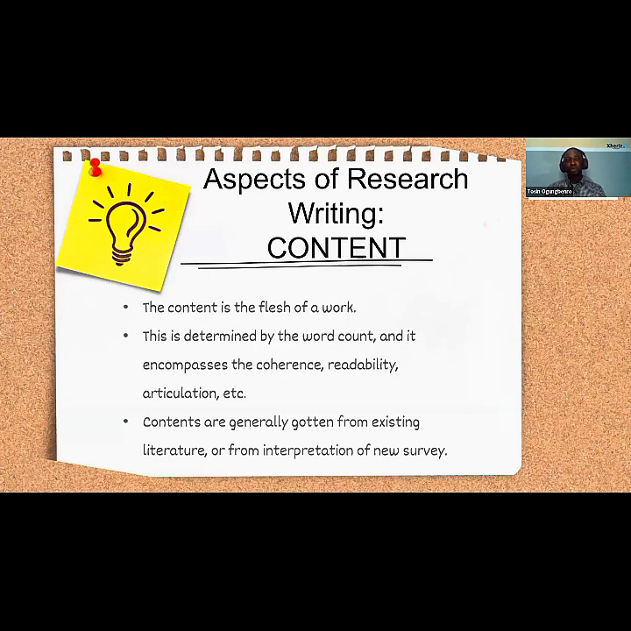Your content shows us the researchability of your work. Your content shows us the work you have put into your work. It is your content that shows us whether you're a lazy researcher or a diligent researcher. Your content, references is part of your content too.